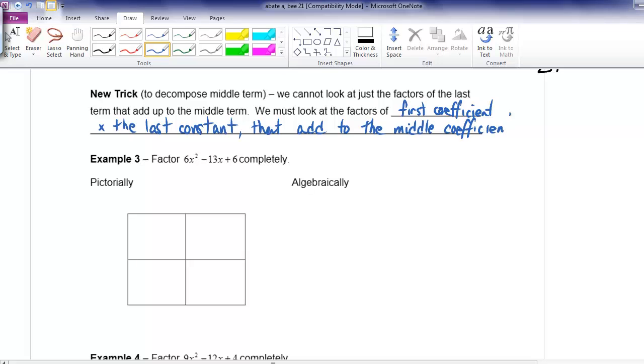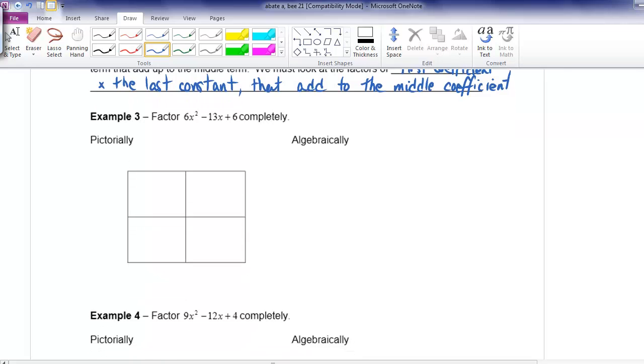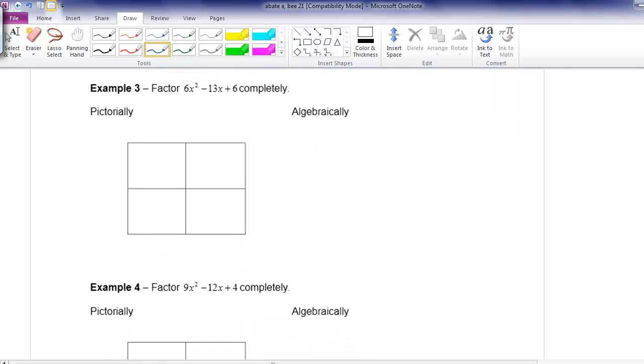Again, this is what you have to do. It beats the guessing and checking. So let's have a look at a couple of examples and do it both algebraically and pictorially. And again, you do it however you want.